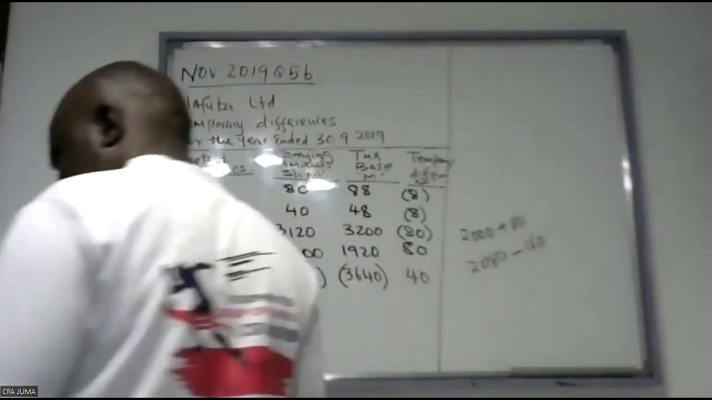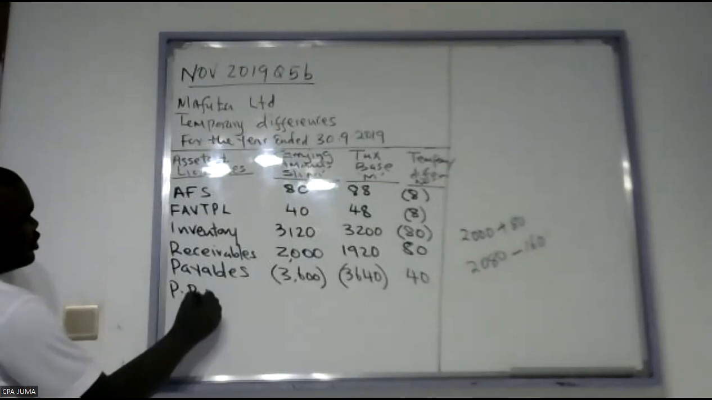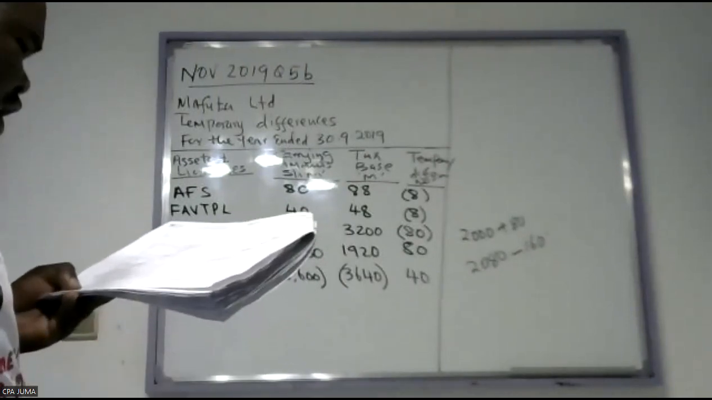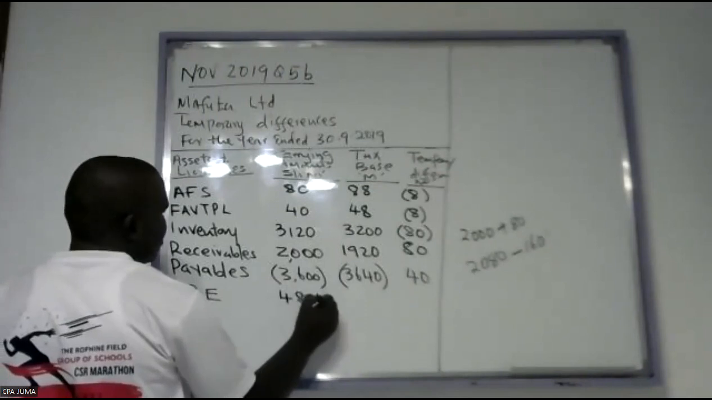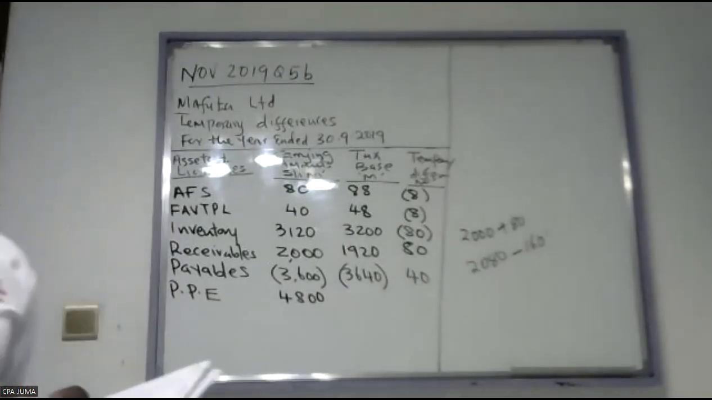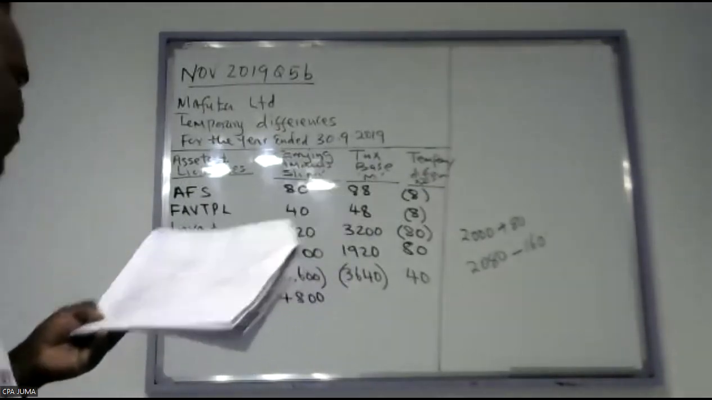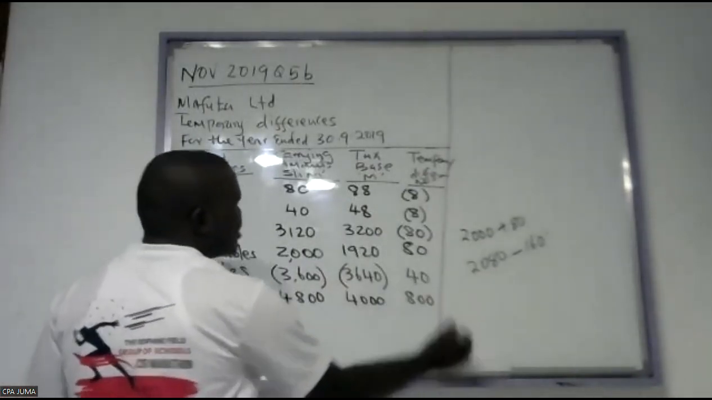Next, property, plant, and equipment, that is PPE. What about it? Has a carrying amount of 4,800 and a tax base of 4. So we are reporting 800.